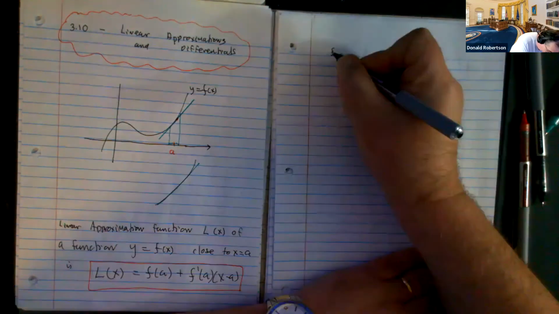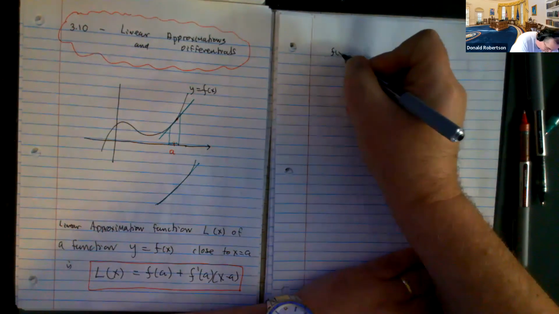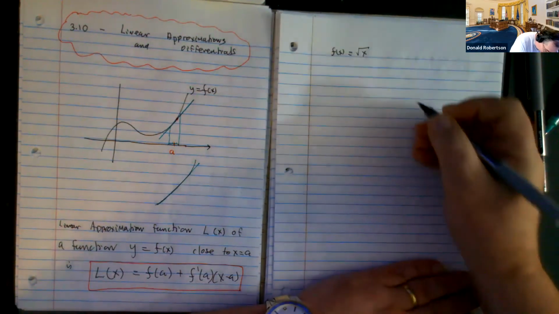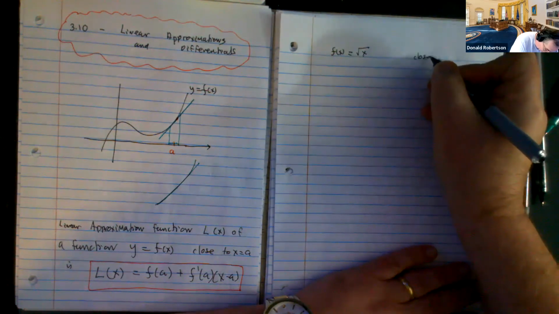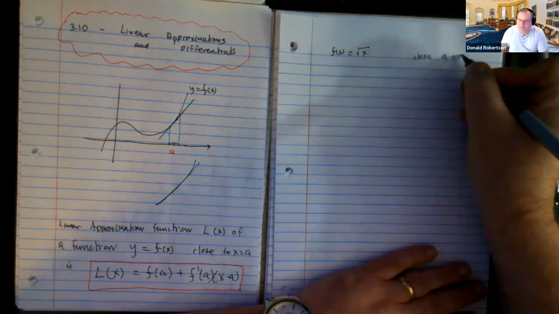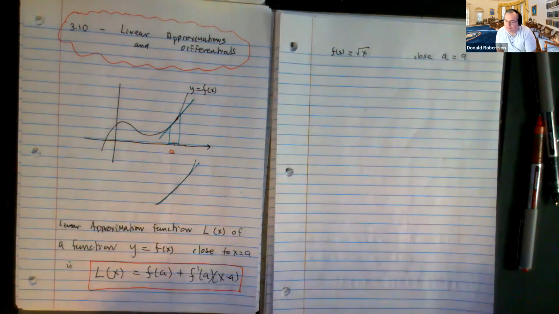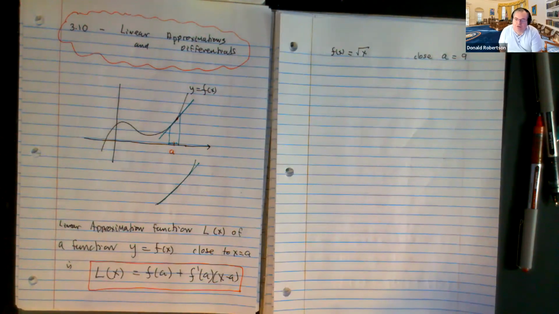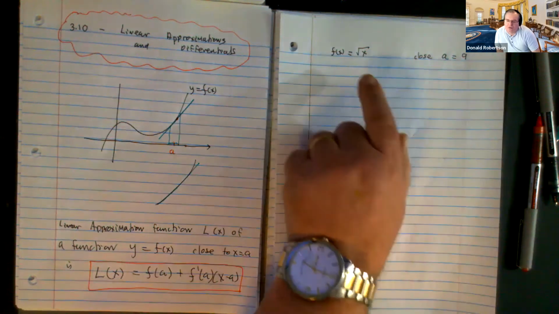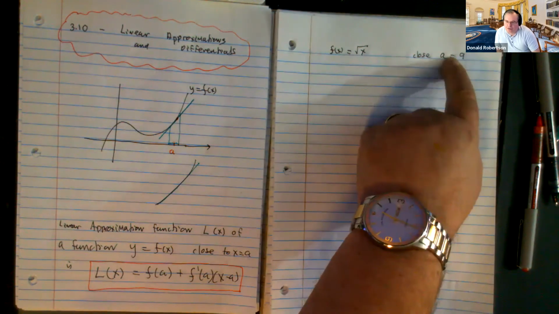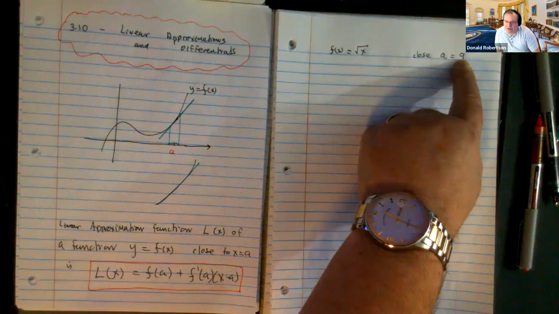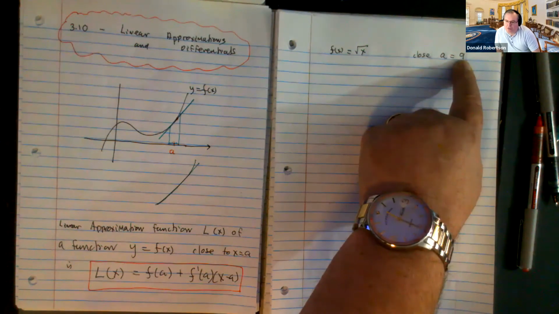Suppose I want to know the value of the square root of x, and I want to know values of it close to a equals 9. I'm going to use the linear approximation function to come up with an estimate for what the square root of x is. And as long as I keep my x's close to this number, it should be a pretty good answer. So I should be able to use it for things like 8.1 and maybe 8.7, 9.1, 9.2.